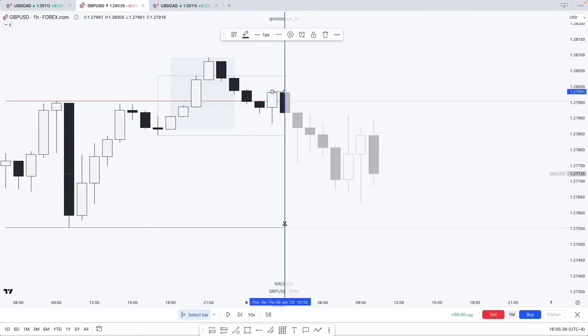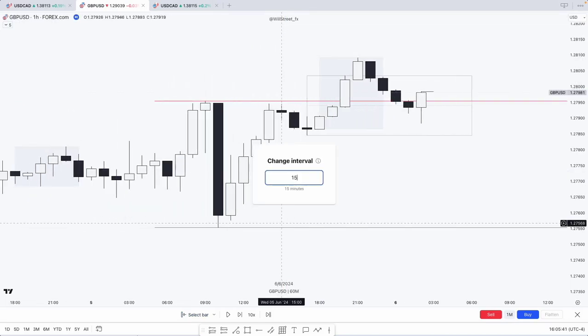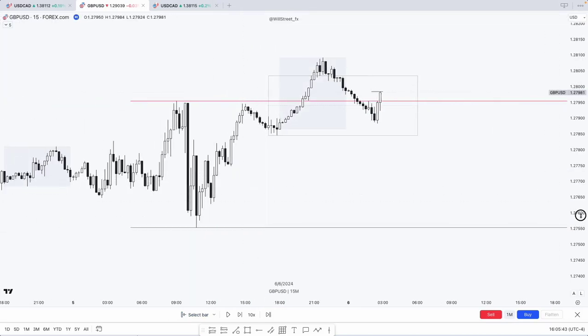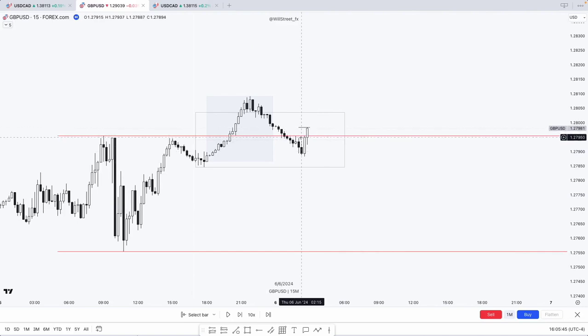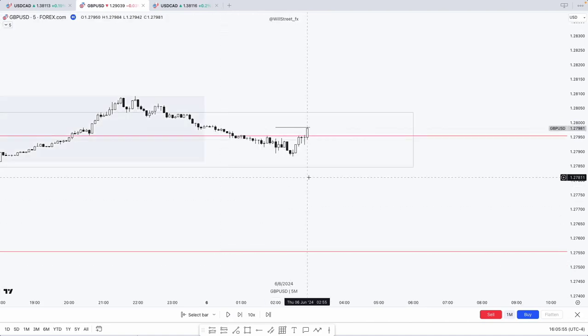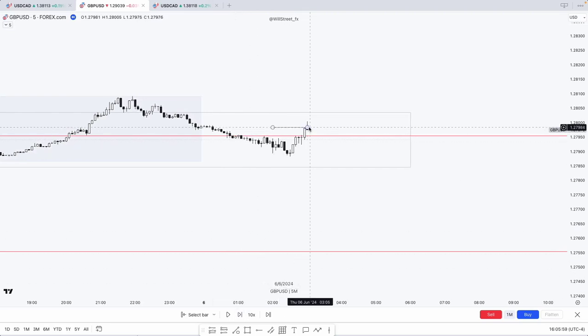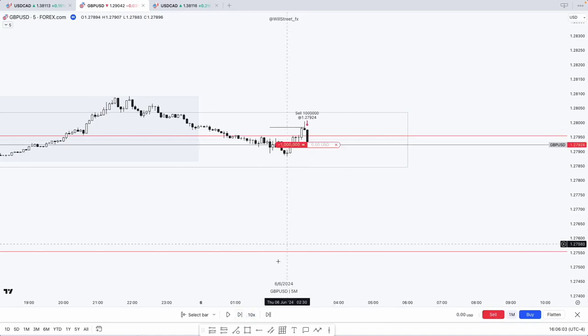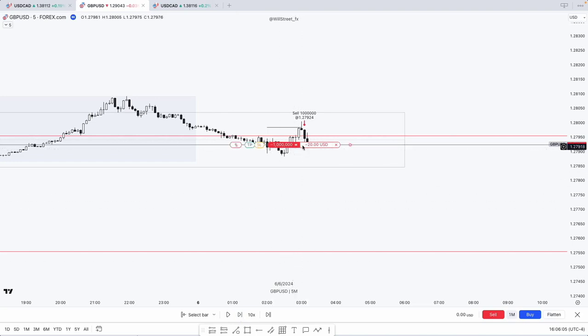So 3 a.m. and look at also where we are. We want the range high to act like a resistance. So as soon as it creates, look at the time, 55 and 3 a.m. turtle soup. So shorts. Let's see order block here. Short.